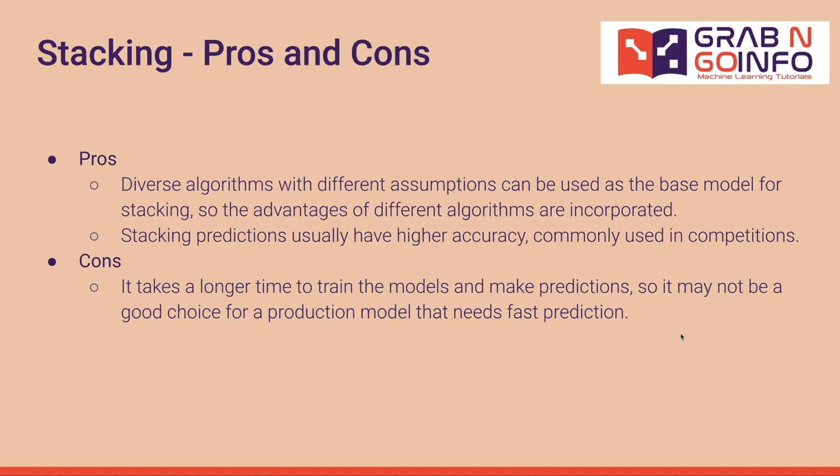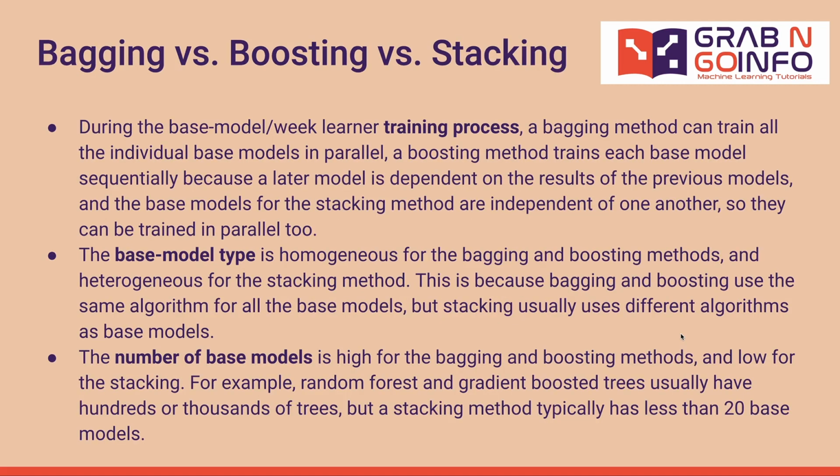In the comparison section, we will compare the bagging, boosting, and stacking methods. During the base model, weak learner training process, a bagging method can train all the individual base models in parallel. A boosting method trains each base model sequentially because a later model is dependent on the results of the previous models, and the base models for the stacking method are independent of one another, so they can be trained in parallel too. The base model type is homogeneous for the bagging and boosting methods, and heterogeneous for the stacking method.